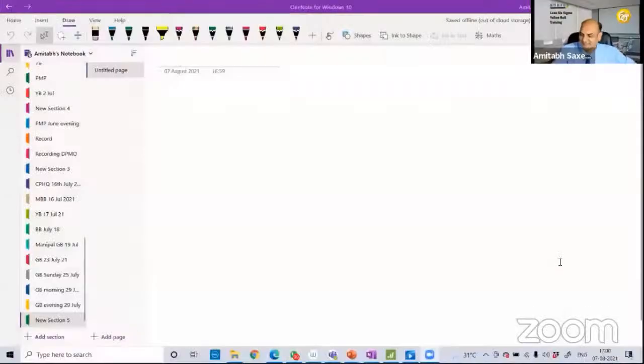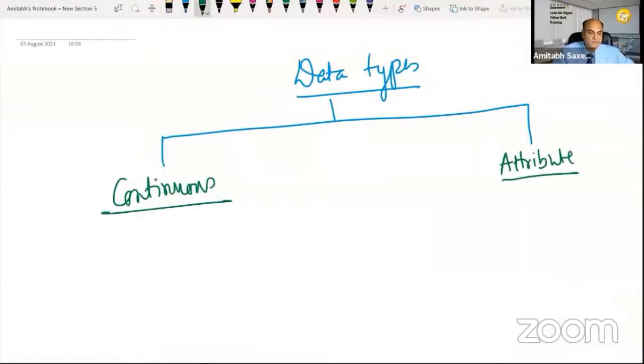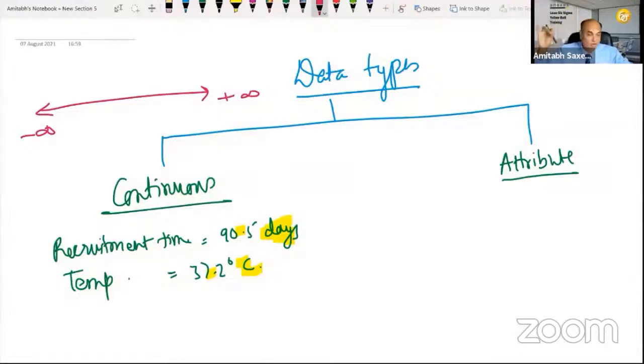Great. Now, let me ask you a question. Data types. Okay, some people said recruitment cycle time. Recruitment time, 90.5 days. Okay. Temperature, some people said temperature. Yes, 37.2 degrees Celsius. There is a possibility of a decimal point. That means these numbers can be expressed on a number line. Any number like 90.5369 is also possible on that continuous data. That is why it is known as continuous scale.